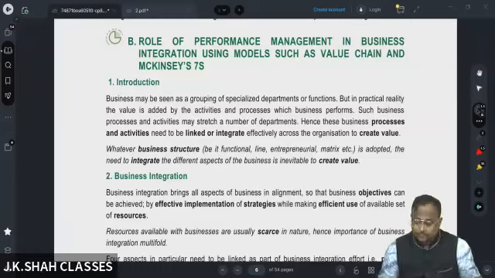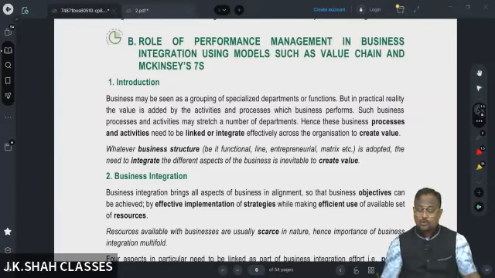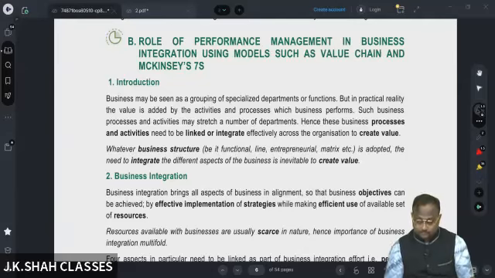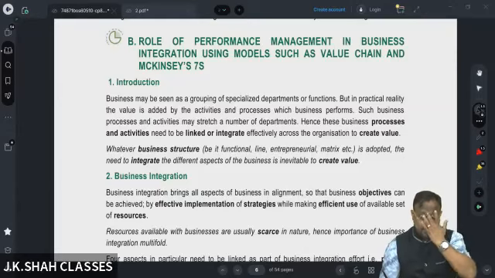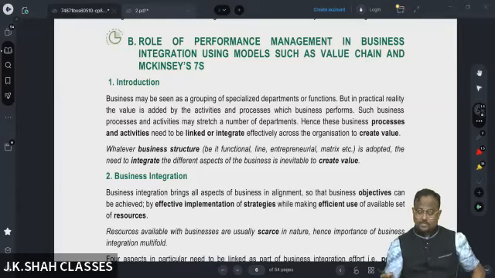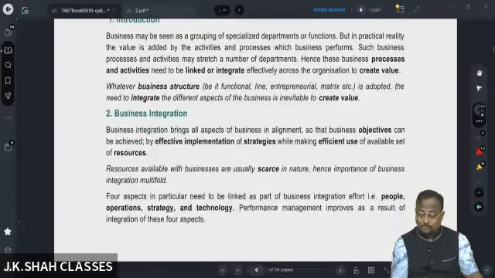Let's move ahead. Now we'll go to the next concept, role of performance management in business integration using models such as value chain and McKinsey's 7S. Value chain we have already discussed, guys, if you recollect in one of the previous chapters, but still I'll be discussing it once again.